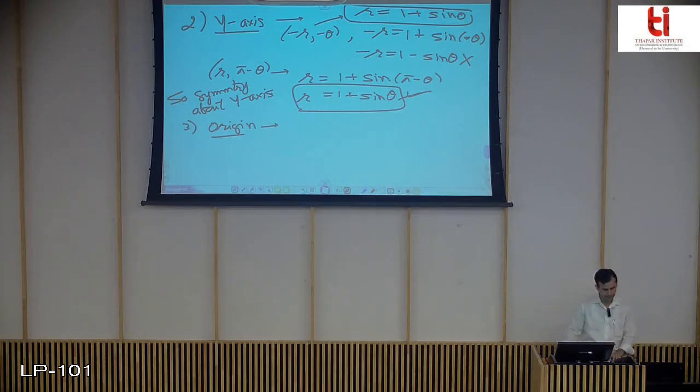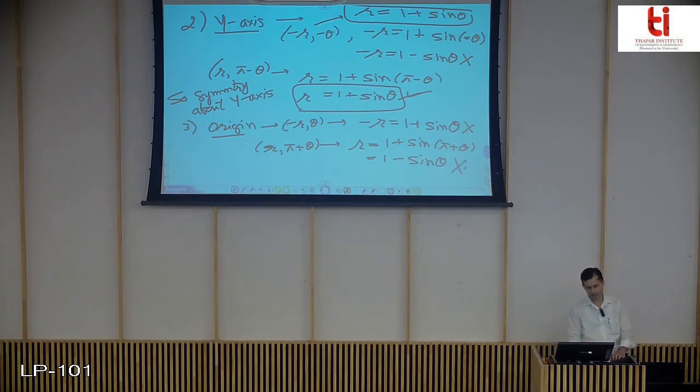So for the origin, the points are minus r, minus theta. So minus r equals 1 plus sine theta, which does not satisfy. The second point is r, pi plus theta, so sine of pi plus theta. It is in the third quadrant, and in the third quadrant it is negative. So clearly you can see there is no symmetry about the origin, as expected. But we must do it mathematically just to avoid any confusion or calculation mistake.